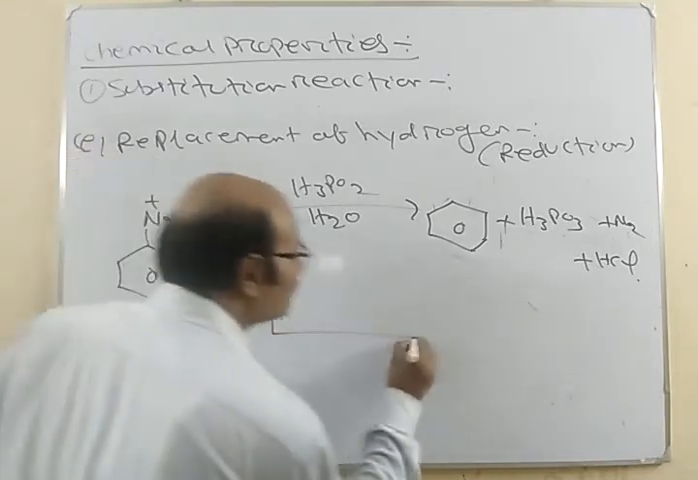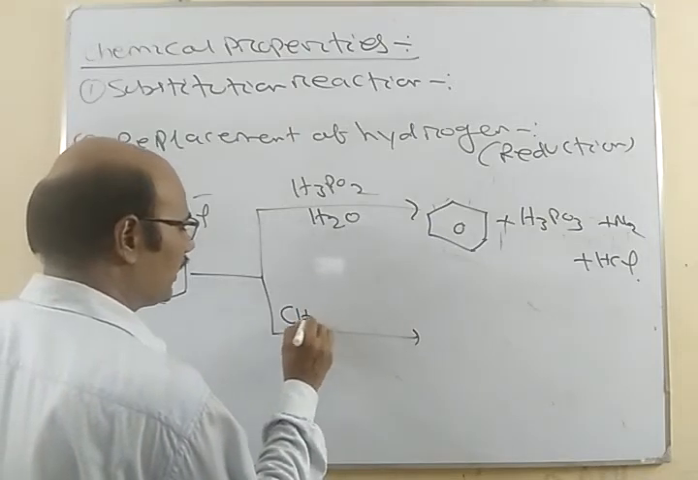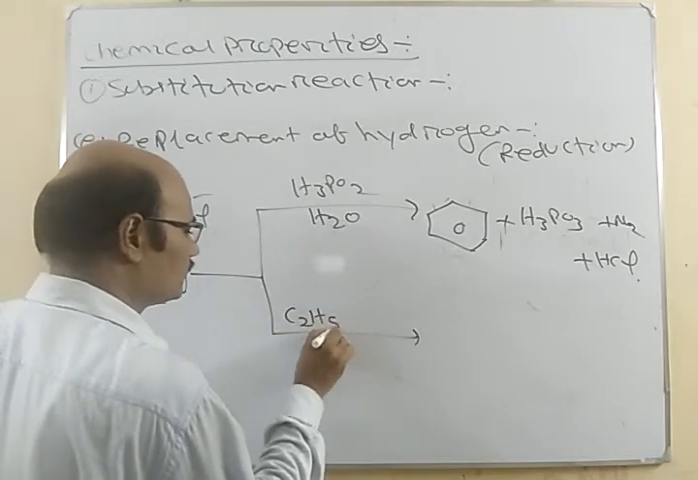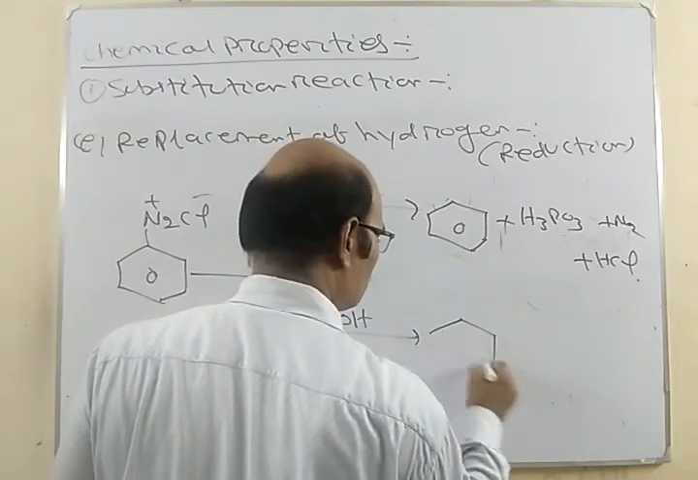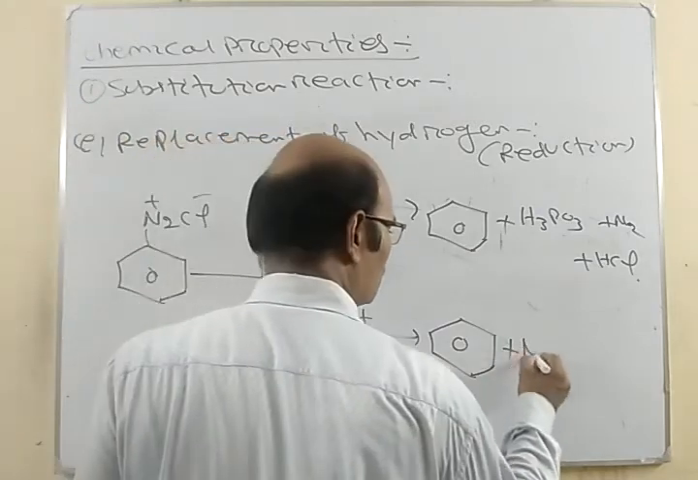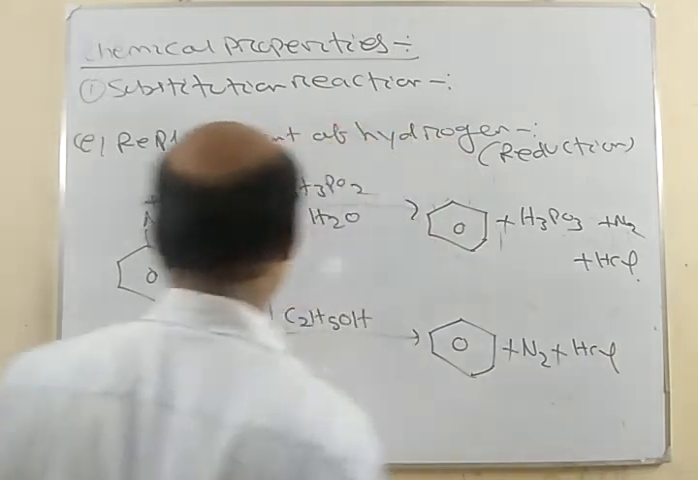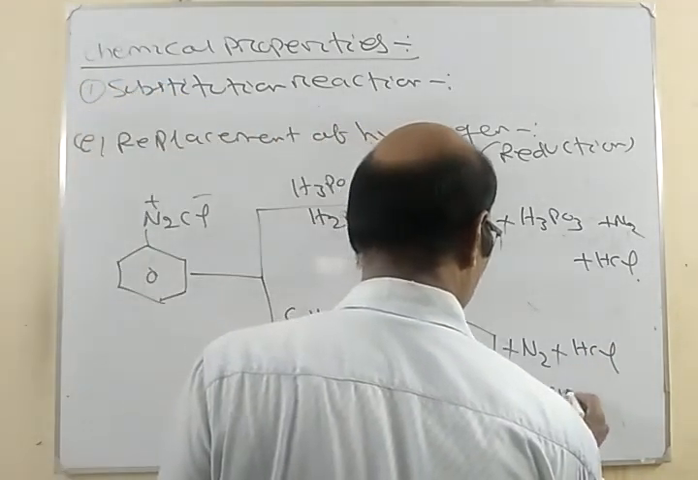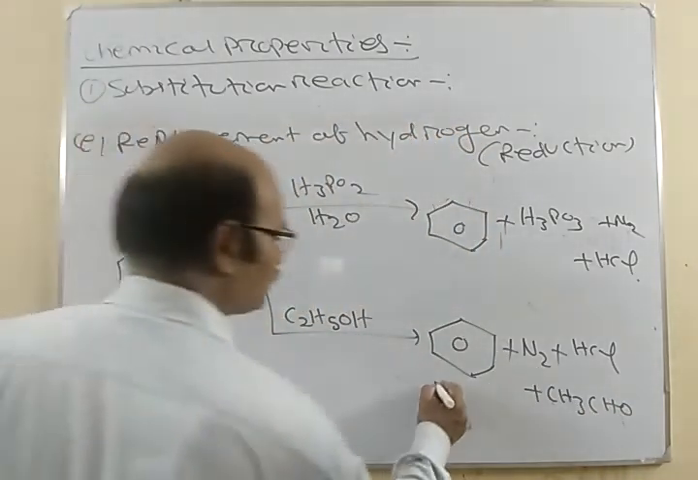And this I can also do by taking alcohol, C2H5OH. Benzene diazonium chloride plus ethanol gives benzene plus N2 plus HCl plus CH3CHO.